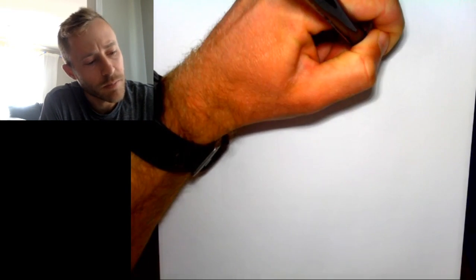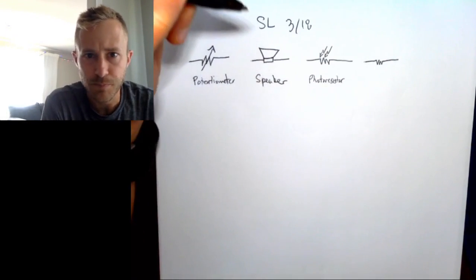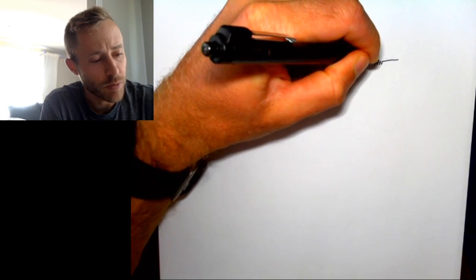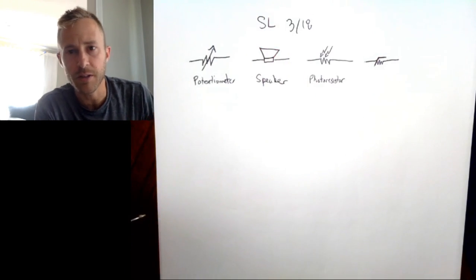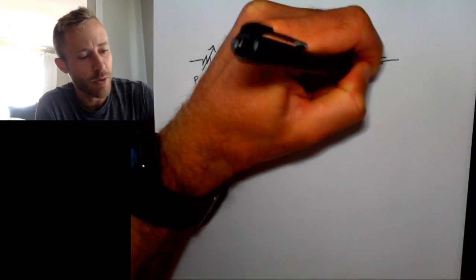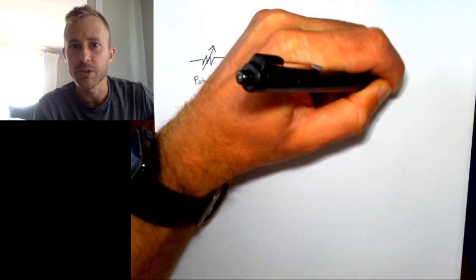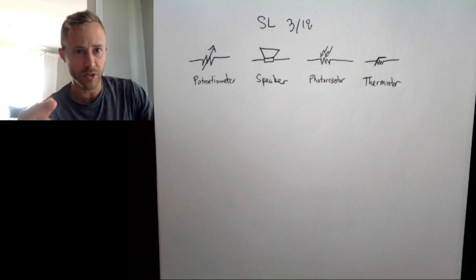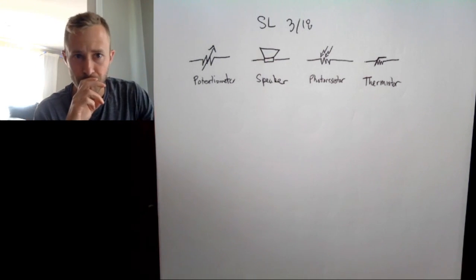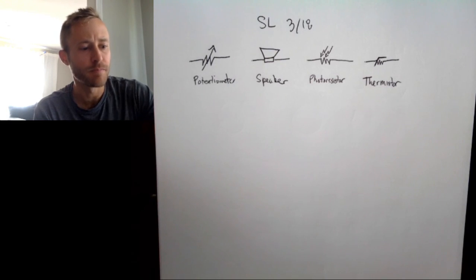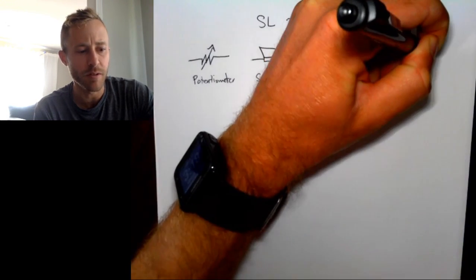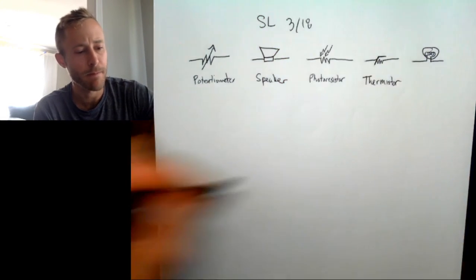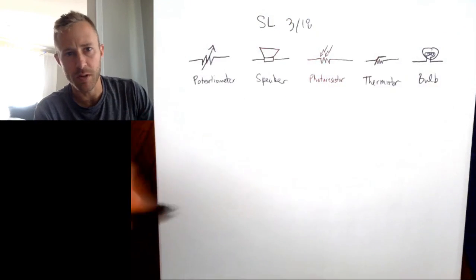If you make a resistor with this weird line thing on it, that is what is called a thermistor, which is a temperature sensitive resistor. So the resistance depends on temperature. And I think I already gave you this one, but this is a light bulb, which is more or less like a resistor.